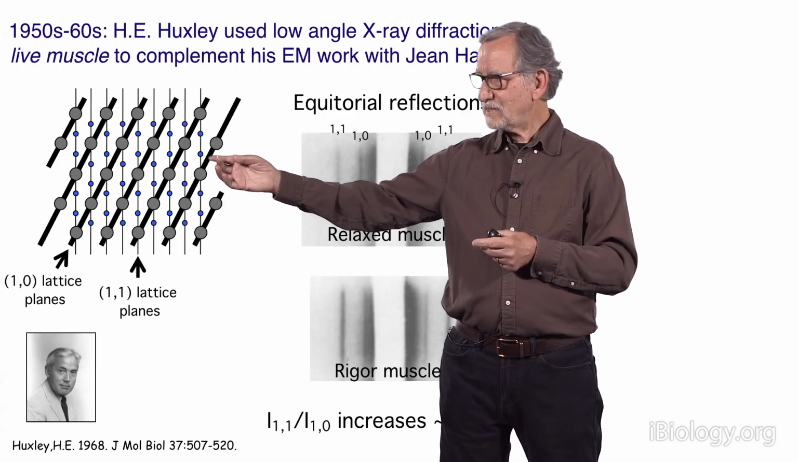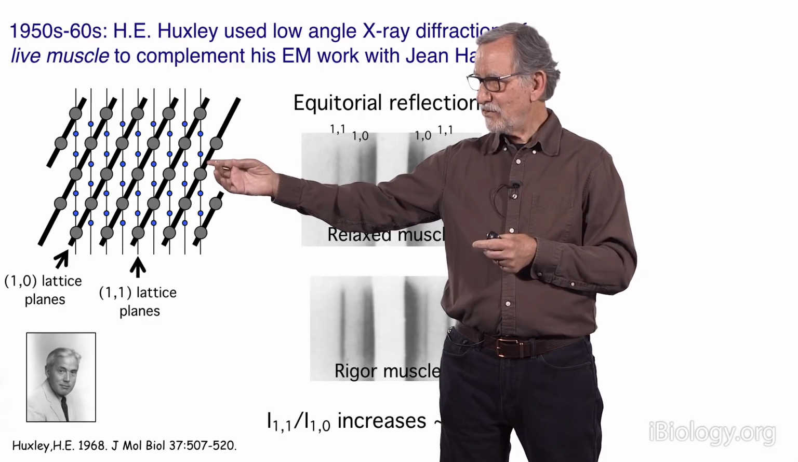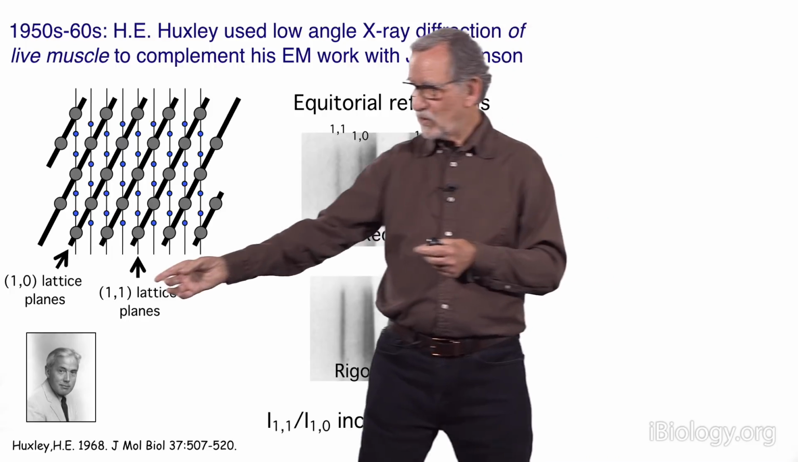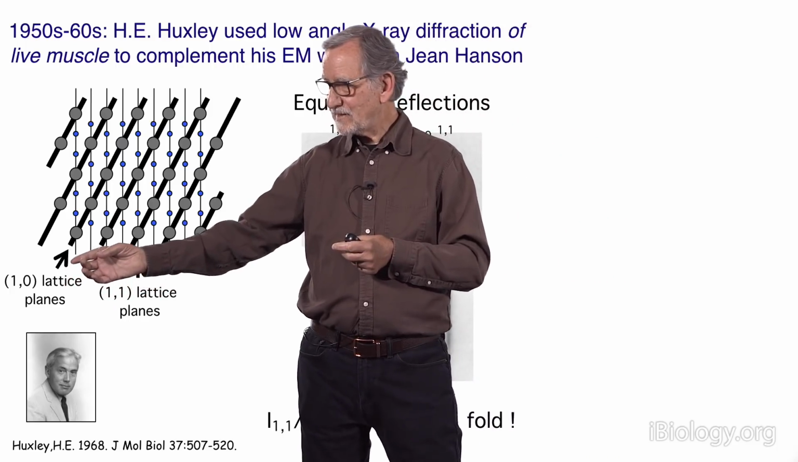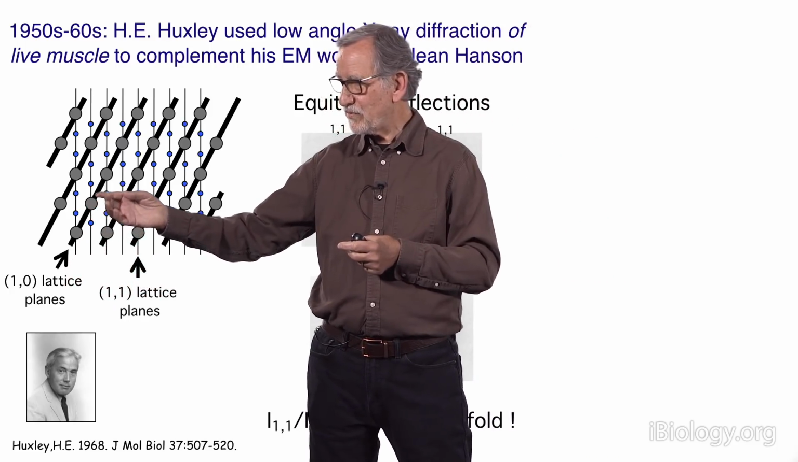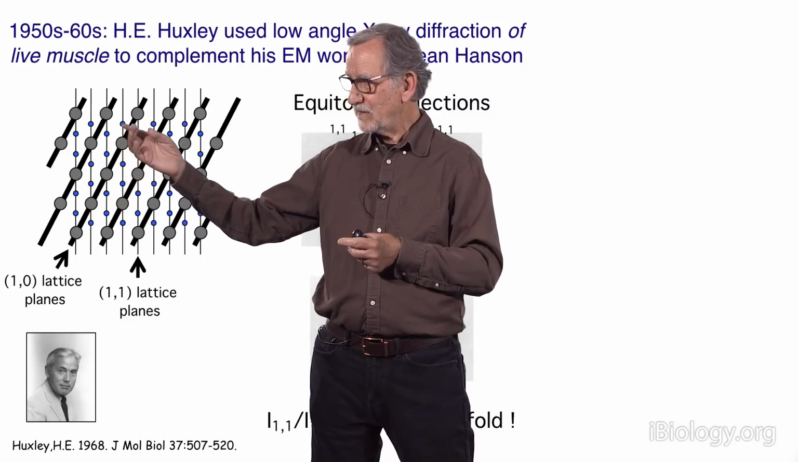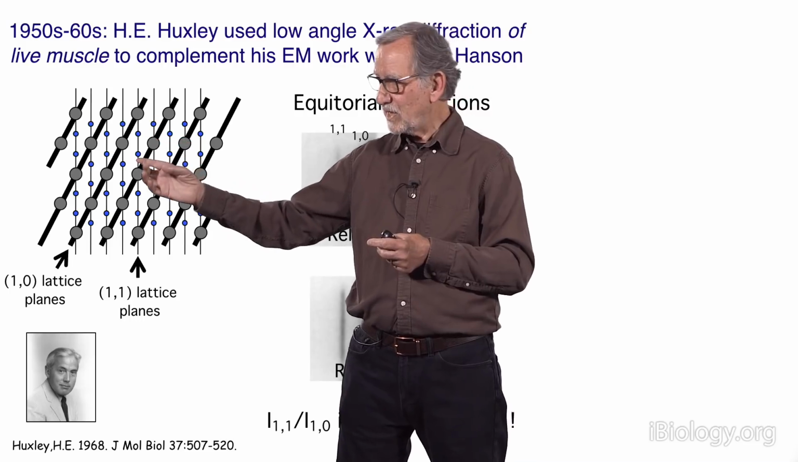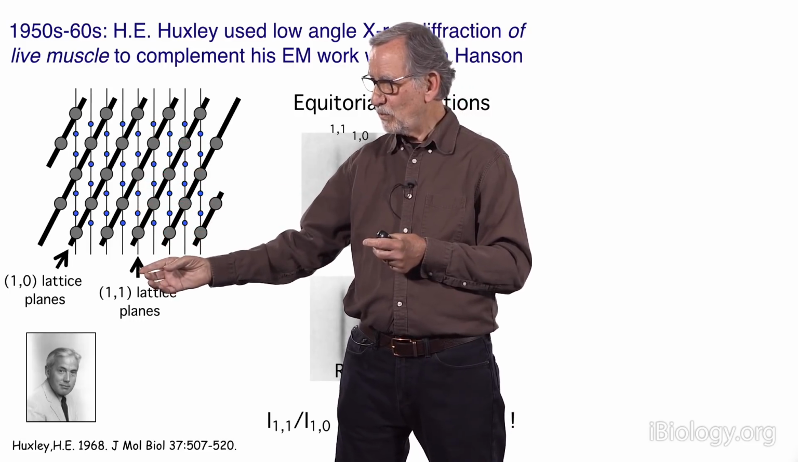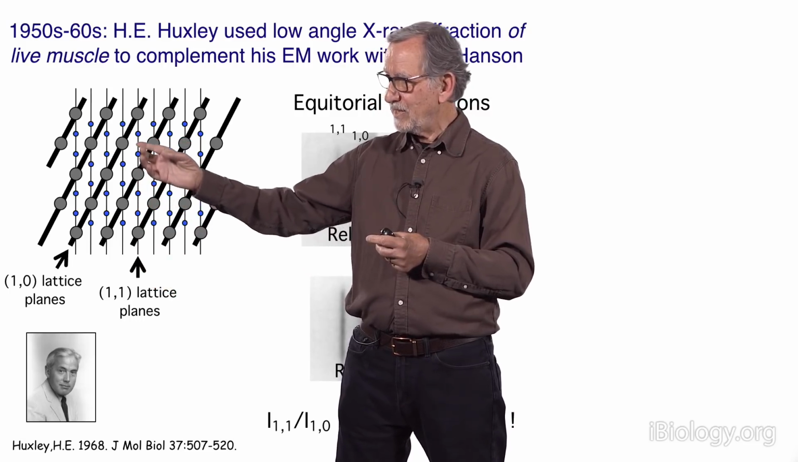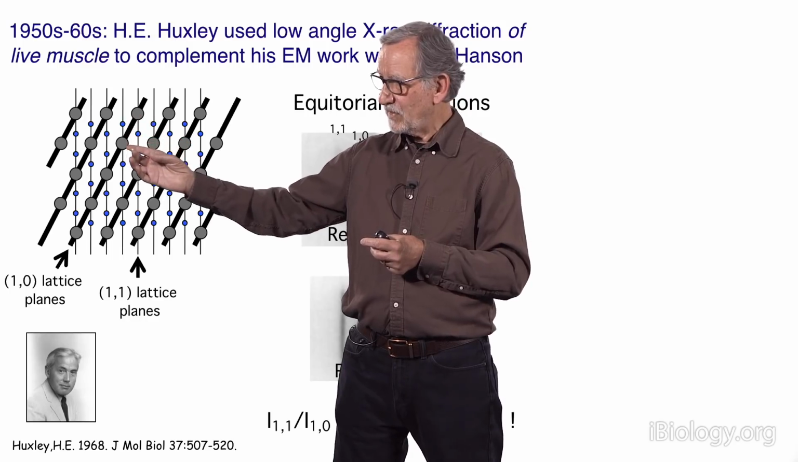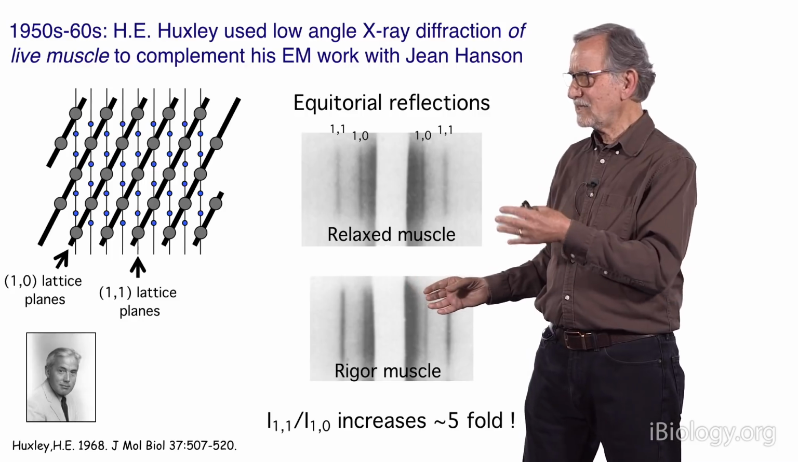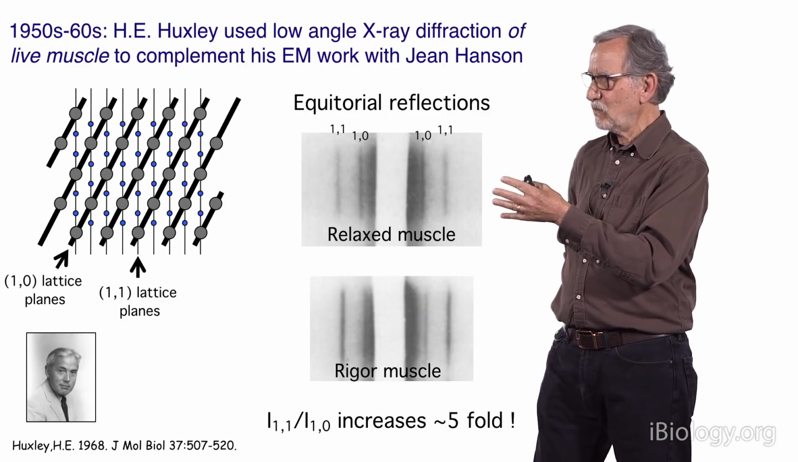Well, in this case, you can see that you have two different lattice planes. One's called the 1-0 lattice, and that's the thicker black lines that are going through the thick filaments, shown here in cross-section. And then you have these thinner lines, called the 1-1 lattice, that's going between thick and thin filaments. And you know, the 1-0 lattice is a little stronger in density than the 1-1 lattice.